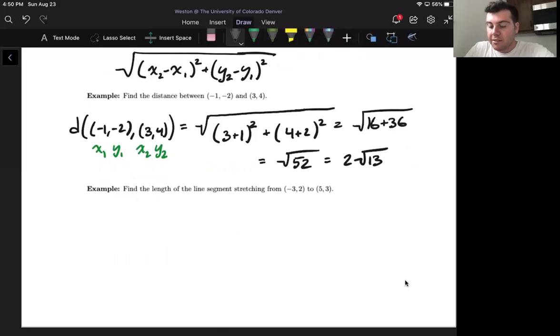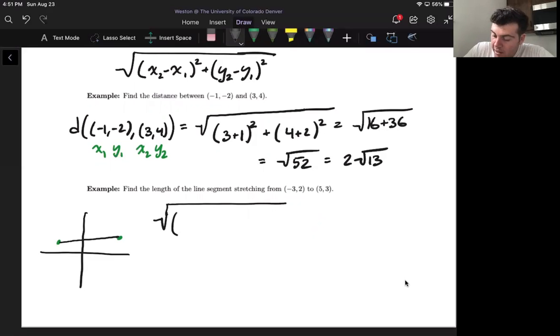Another way that we can phrase our questions is to find the length, maybe instead phrasing it as finding the length of a line segment stretching between two different points. And so again, if we have a graph, and this time we have the point (-3, 2), right there, and then the point (5, 3), maybe over there, then really the length of this line segment is just the distance between those 2 points. So again, we're just going to plug into our distance formula and see what we get.